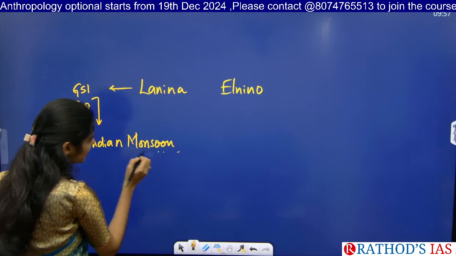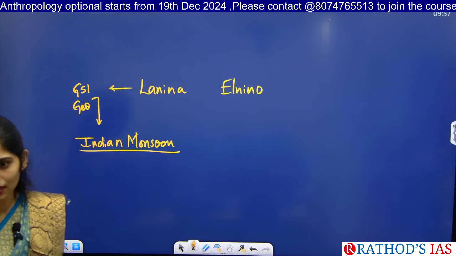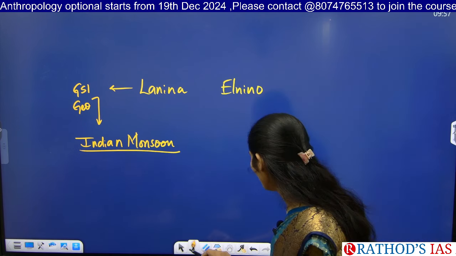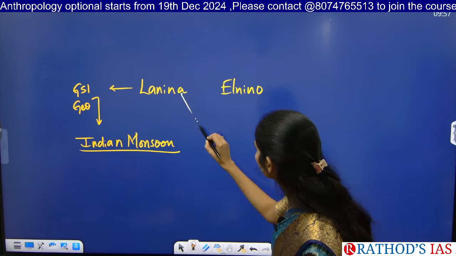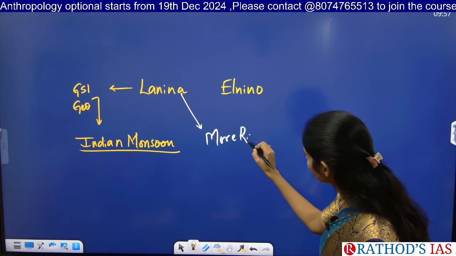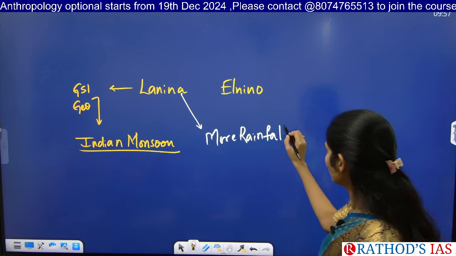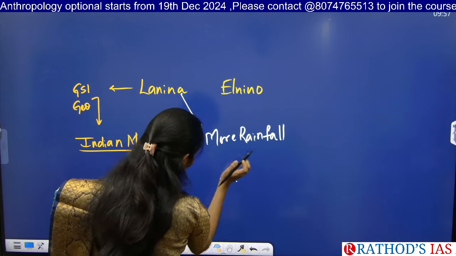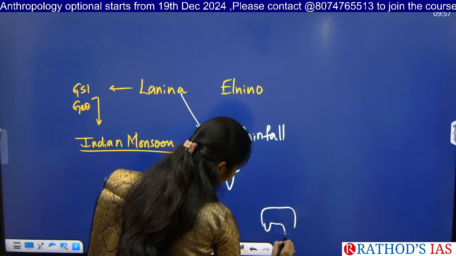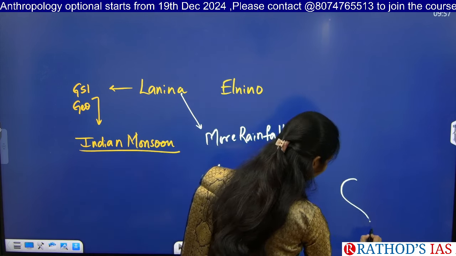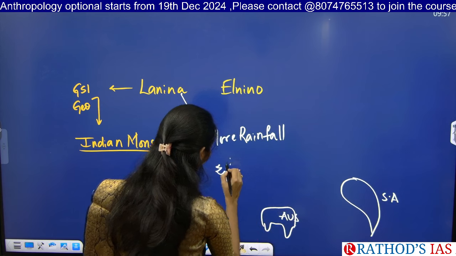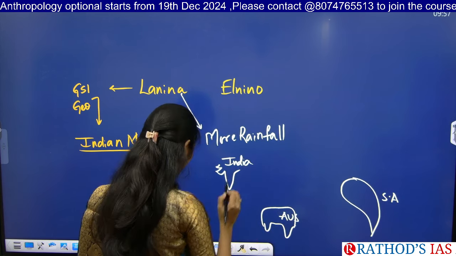Indian monsoon. So this year do we have La Nina or El Nino? This year. Okay, so what happens in La Nina condition? More rainfall. So how more rainfall? We have to take into consideration India, Australia, and South America. Australia and India. So in which areas do we have low pressure in La Nina conditions?